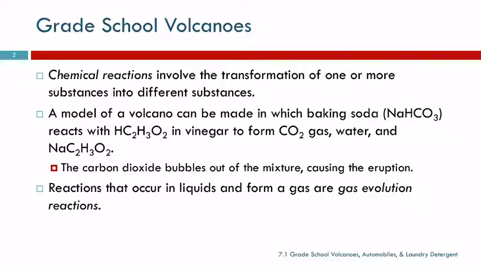So a chemical reaction is the transformation of one or more substances into different substances. A chemical reaction is a chemical change. We've talked about chemical changes. This particular example is an example of a gas evolution reaction. It's a reaction that occurs in a liquid state and it forms a gas. So there are different types of reactions, and we're going to learn about the different types of reactions.